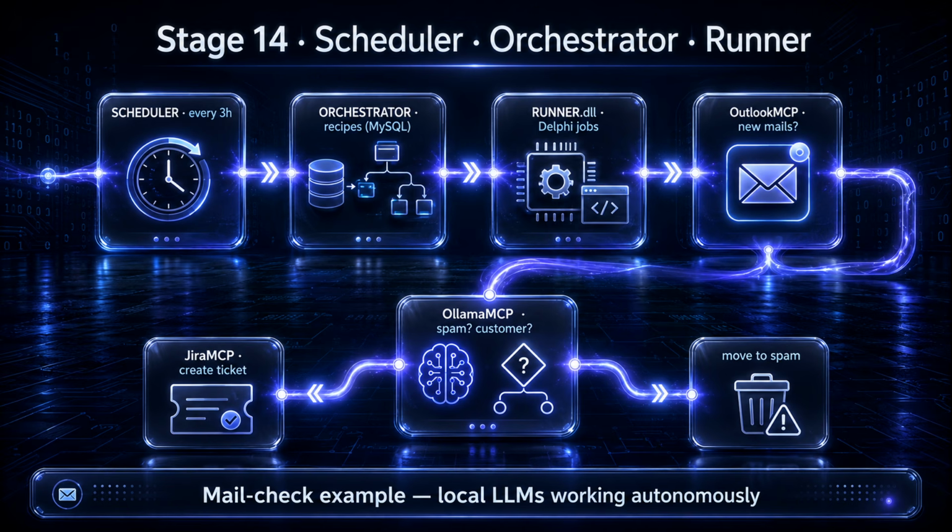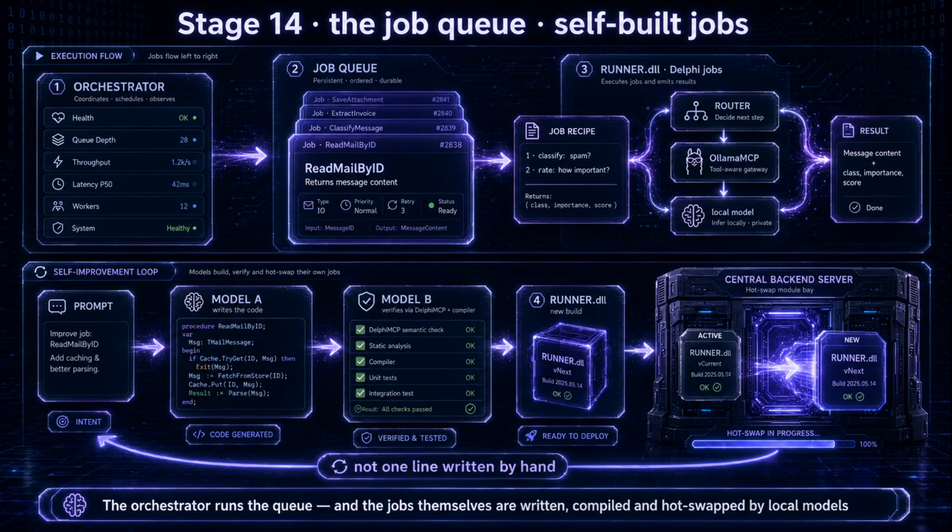A concrete example: the scheduler runs every 3 hours and gives the Orchestrator the command mailCheck. Through the internal dispatcher, the Orchestrator calls the job readMail IDs in the runner. This method reads the last mail ID from the MySQL server and then checks via Outlook MCP whether there are new messages. For every new email, the runner queues a single job in the Orchestrator: Read mail by ID. The Orchestrator starts the queue and runs the individual jobs through the runner.